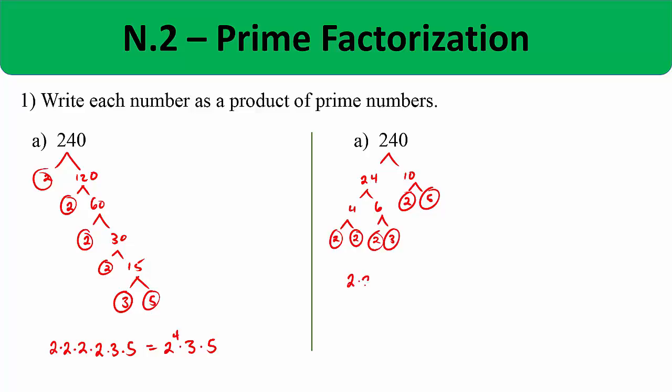So if we reorder them, we end up having the same exact final answer as we did before. So this just goes to show that it doesn't matter which two numbers you pick when you start your factor tree, you'll end up with the same prime numbers at the end.